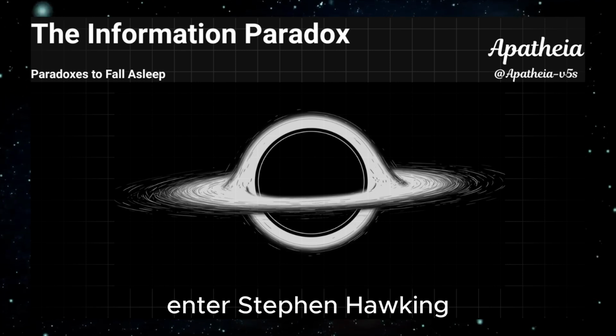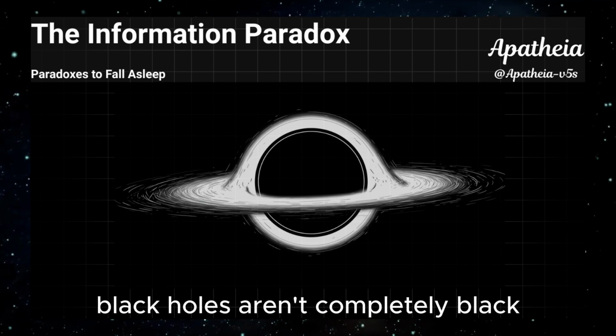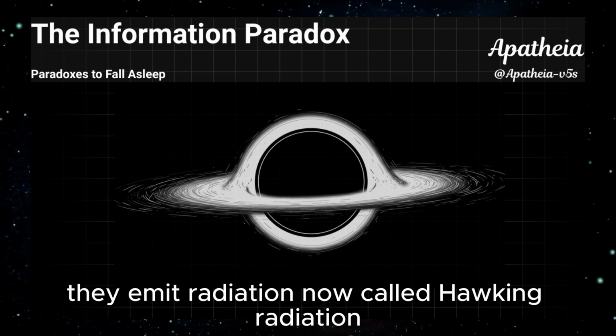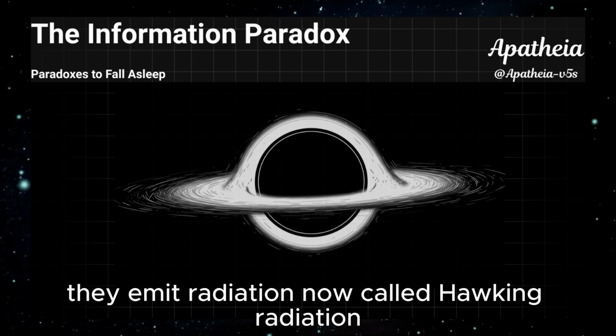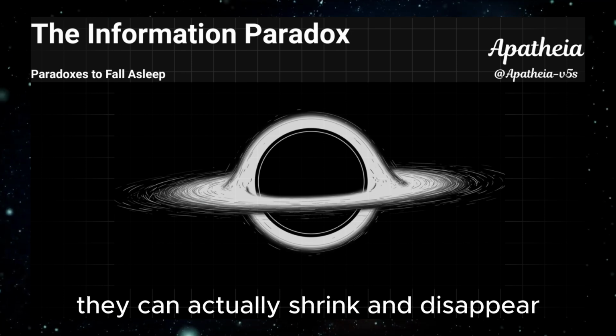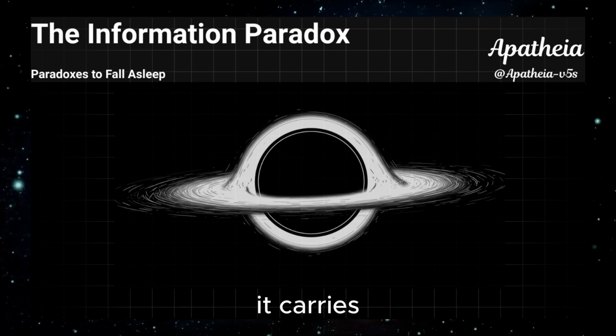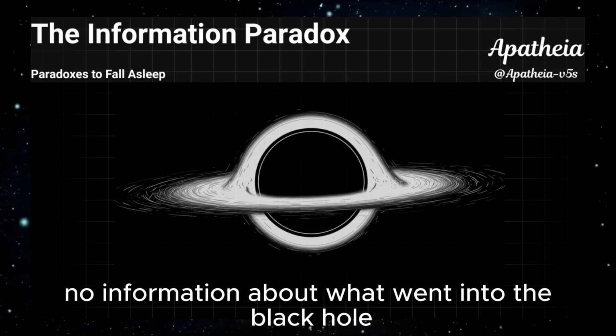Enter Stephen Hawking. In the 1970s, Hawking made a shocking discovery. Black holes aren't completely black. They emit radiation, now called Hawking radiation. Over immense spans of time, they can actually shrink and disappear. But there's a catch. Hawking radiation appears to be random. It carries no information about what went into the black hole.